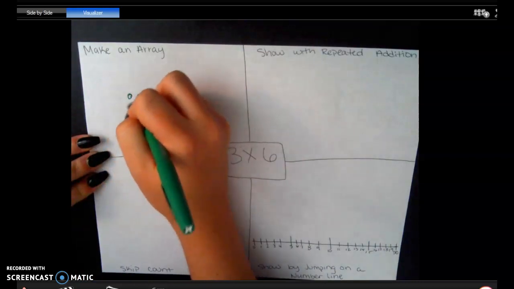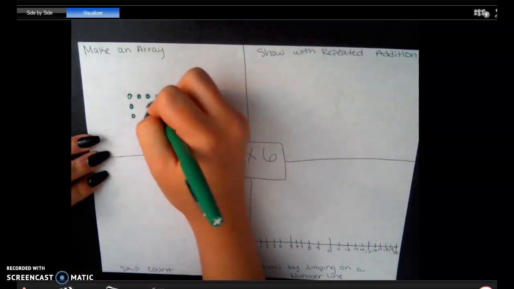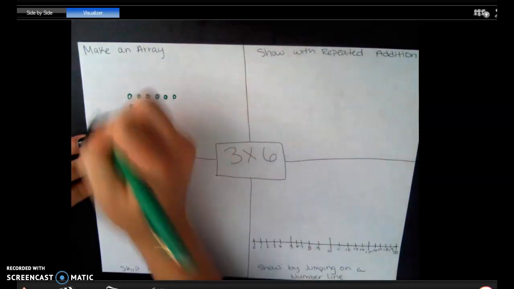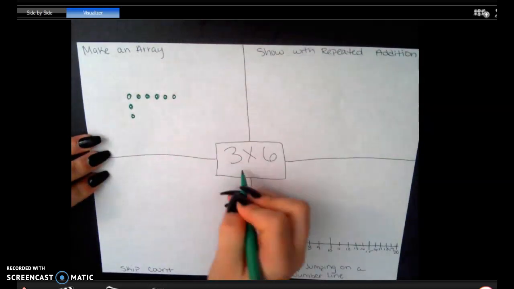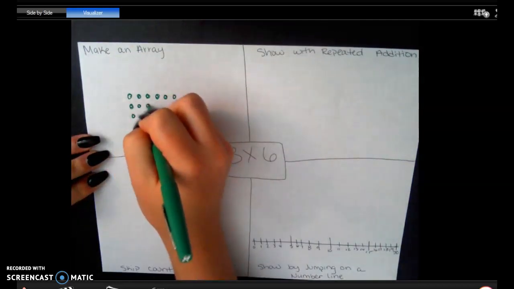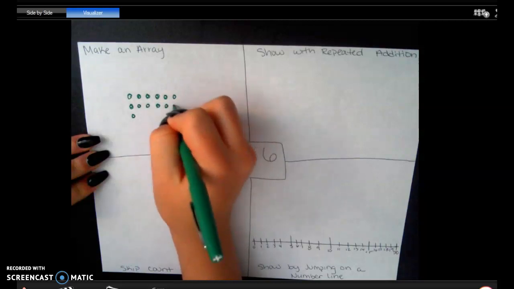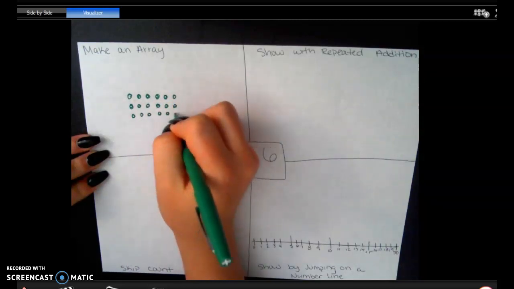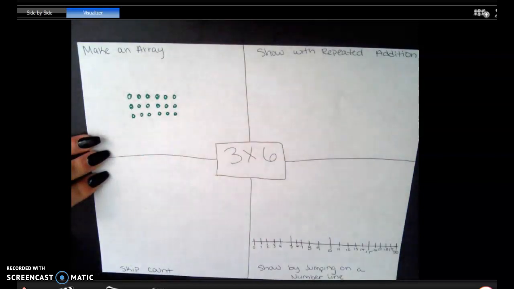1, 2, 3, 4, 5, 6. This would be our first group, but we need 3 because it's 3 times 6. This is our array that represents 3 times 6.